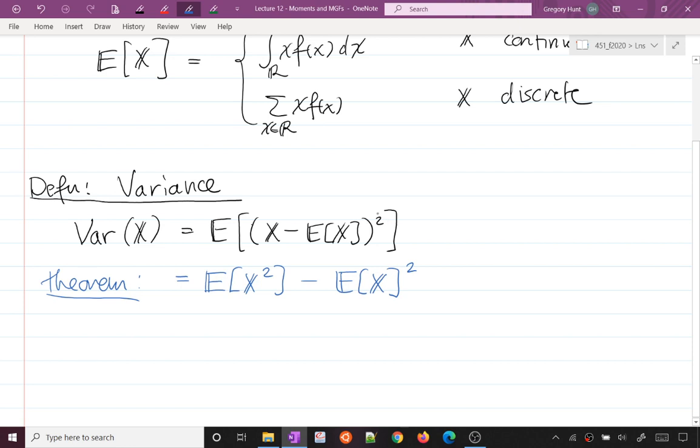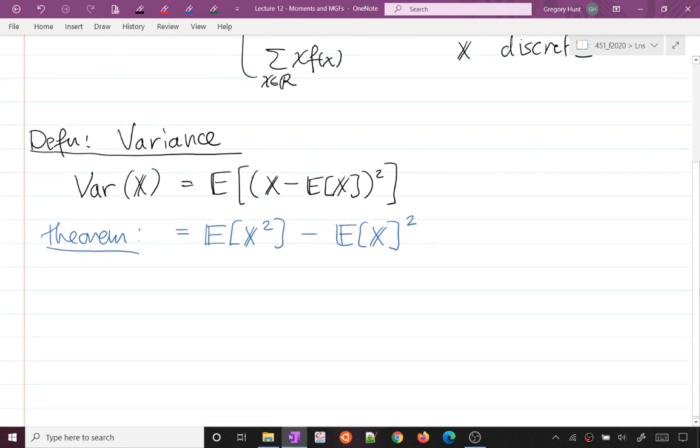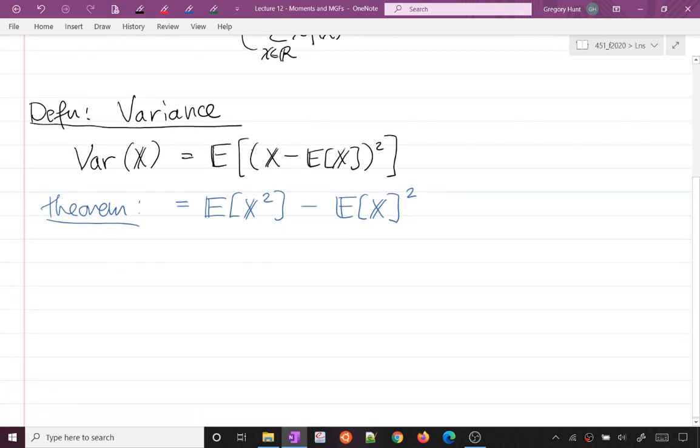We can see that because we have this square term here. And we said a while back, maybe a lecture or two ago, that if I take the expected value of something positive, I better get a positive number. We often call this the shortcut theorem for calculating variance. It allows us to calculate variance knowing just the expected value of X and the expected value of X squared.